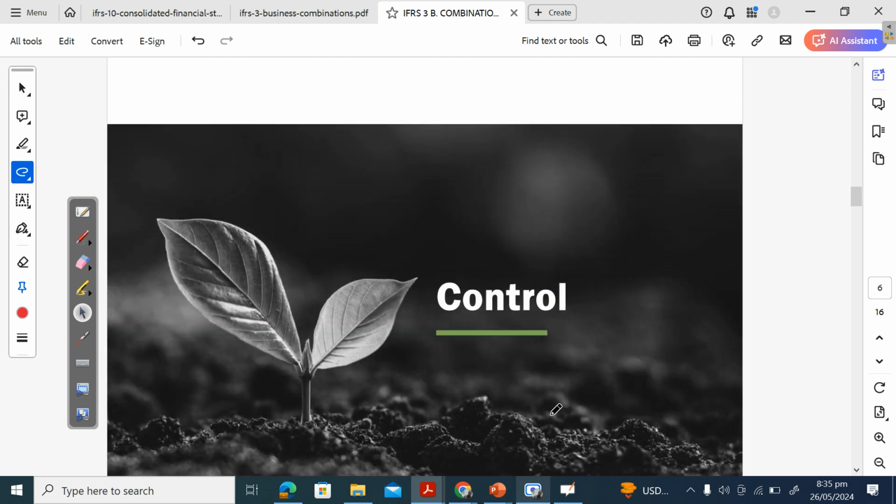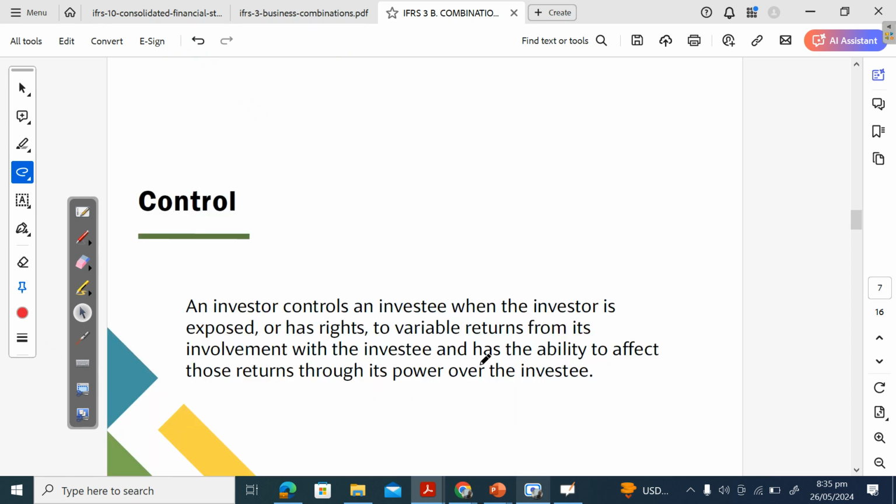Now let's look at the concept of control. The word control is paramount when it comes to business combination. So what does it mean to control another entity?